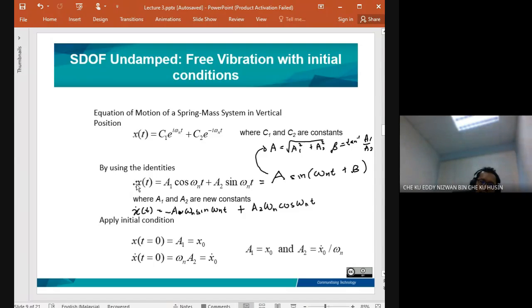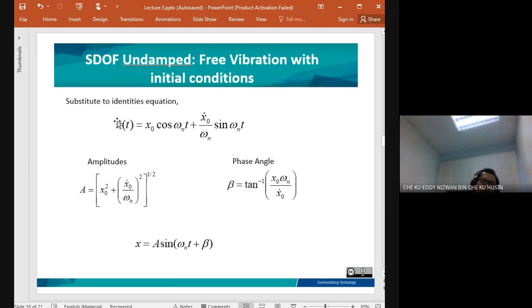So now we can complete these equations. a1 is equal to x naught and a2 is equivalent to x dot naught over omega n. From this relationship, this is the general solution for the free vibration of a single degree of freedom system, which is x(t) equals x naught cos omega n t plus x dot naught over omega n sin omega n t. So this is the solution for the single degree of freedom.